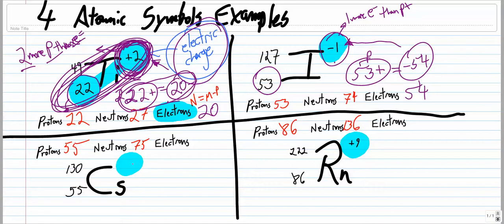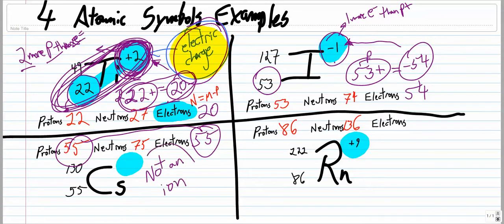Okay, so let's jump down here. This one, this cesium atom, there is no number here. What's going on there? If there's no number there, that means that there is no electric charge. If there's no electric charge, then that means the number of electrons equals the number of protons. So it's just 55. This atom right here is not what we call an ion. An ion is an atom that has a charge. So all three of these other guys, this titanium, iodine, and this radon, these guys are all ions. Anyway, that's a future quiz.